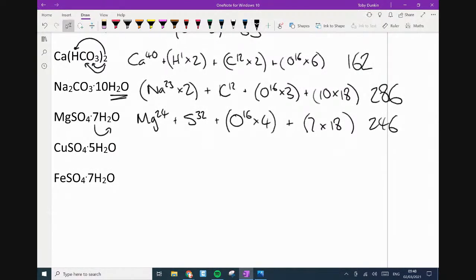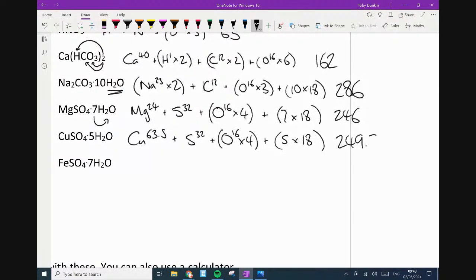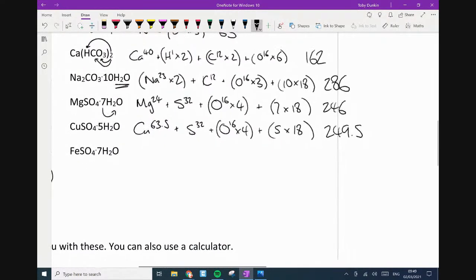Hydrated copper sulfate, 249.5, I believe. Let's check it. Copper is 63.5 plus sulfur at 32 plus oxygen at 16 times by 4. I'm then going to add to it 5 times 18. Right, 63.5 plus 32 plus 16 times 4 equals plus brackets 5 times 18. Know your calculator. 249.5. Nice. Sad that I know that MR.